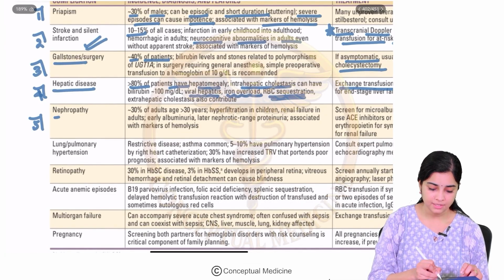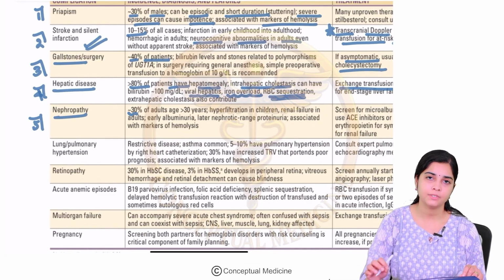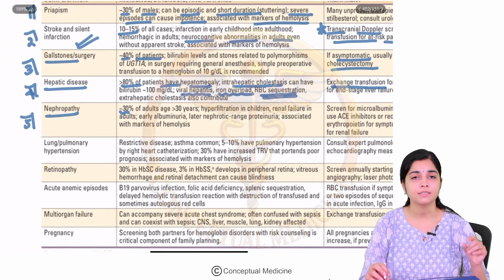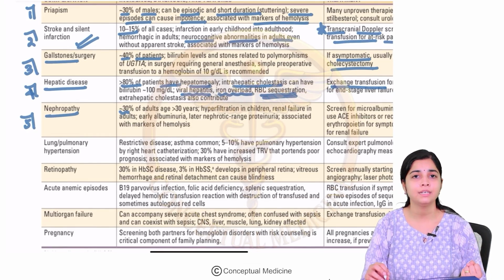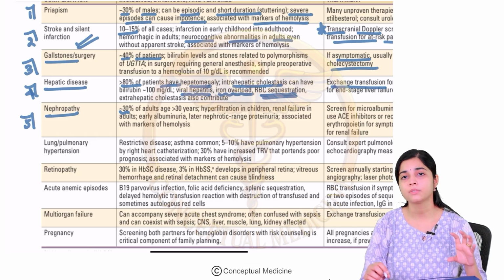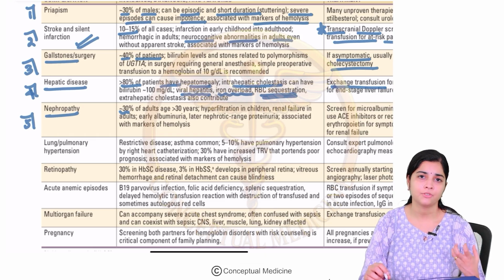Then there can be associated nephropathy as well. Up to 30% of adults can be affected, okay? What happens is, in sickle cell anemia, the sickled cells can go and cause vaso-occlusion. There can be vaso-occlusion at the level of the renal arteries, right? The most important site which is most prone to this is the renal medulla. So there can be complete damage to the renal medulla.